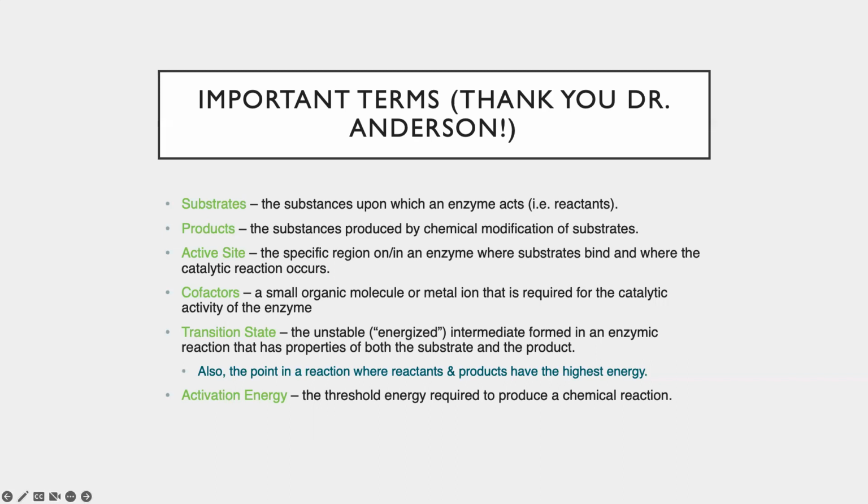Next, we have the transition state. So this again is that Wonderland tunnel. It's the unstable or energized intermediate formed in the enzymatic reaction that has properties of both the substrate and the product. I think the biggest thing here is that it's really unstable, but also it's like the enzyme is bound most tightly at this point. It's the point of a reaction where the reactants and the products have the highest energy. And next, we have the activation energy. This is the energy that's required to produce a chemical reaction.